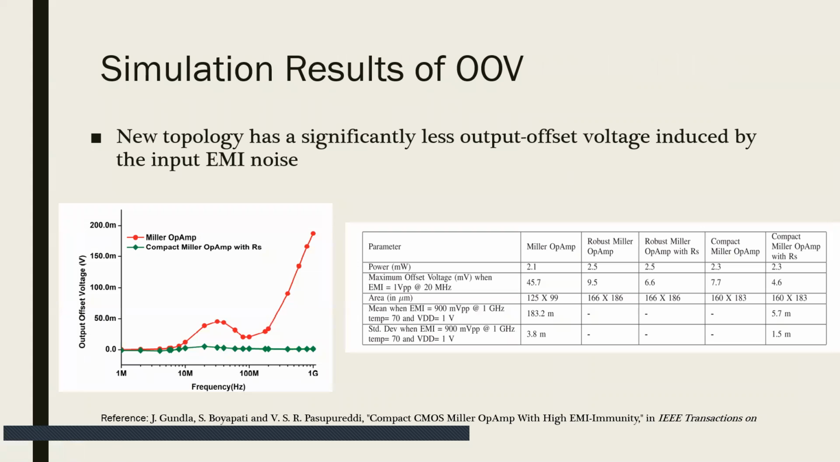Shown on the left is a plot that compares a Miller op-amp and the compact Miller op-amp with RS response. We can see that as frequency goes to the 1 gigahertz range, the traditional Miller op-amp output offset voltage shoots up, while the new topology is relatively constant. On the right table, it's showing a comparison of different topologies.